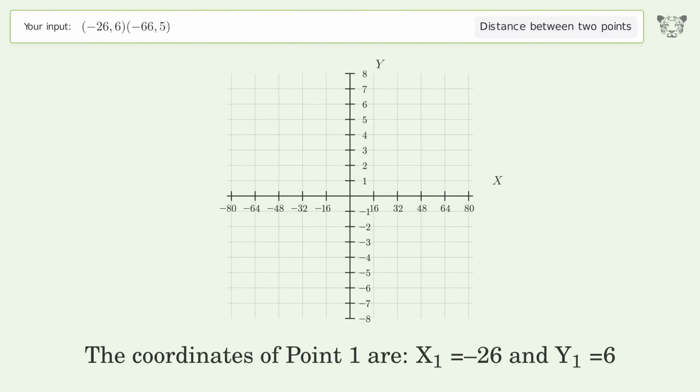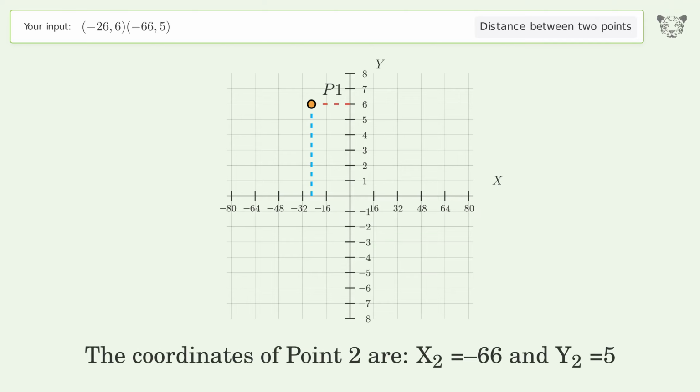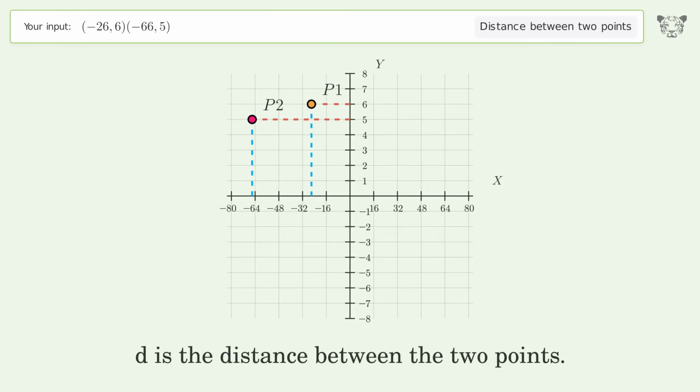The coordinates of point 1 are x1 equals -26 and y1 equals 6. The coordinates of point 2 are x2 equals -66 and y2 equals 5. D is the distance between the 2 points.